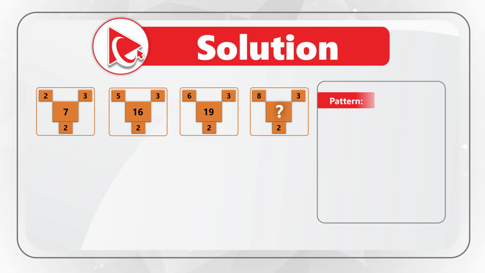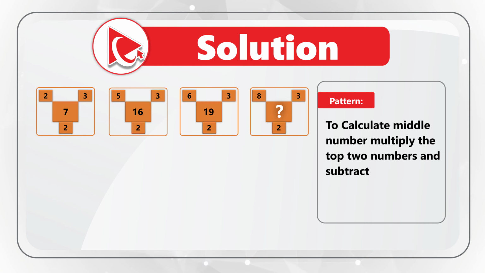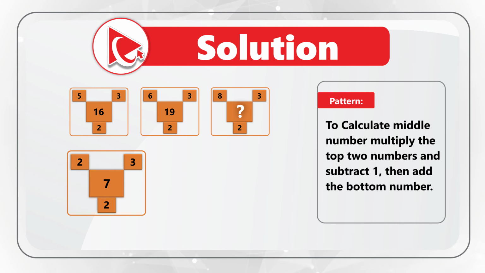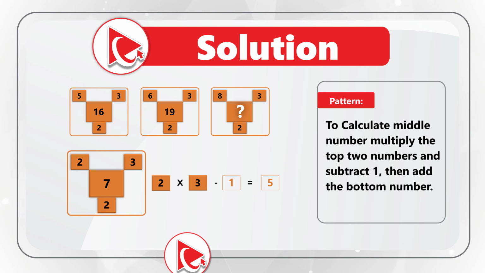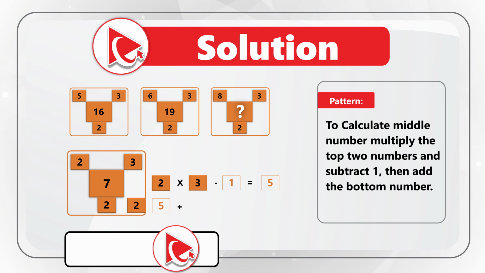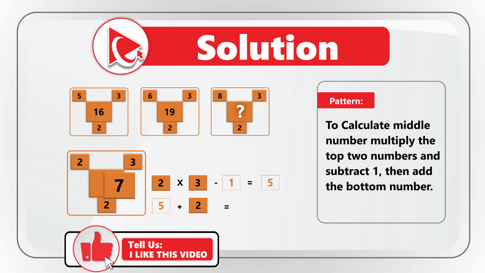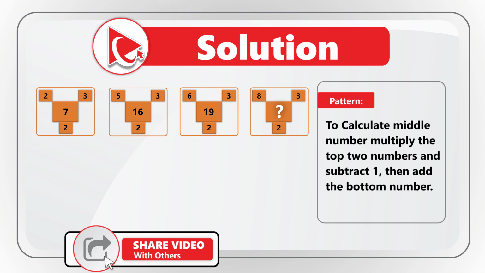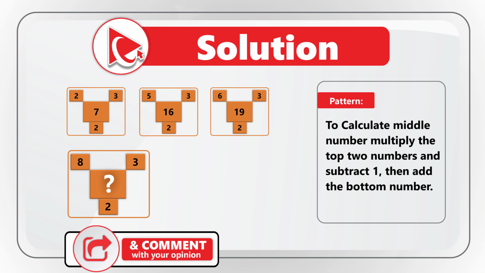I think the pattern here is that to calculate the middle number, you need to multiply the top 2 numbers and subtract 1. Then add the bottom number. Let's look at the first shape to confirm the logic. 2 multiplied by 3 minus 1 equals 5. 5 plus 2, which is the bottom number, equals the middle number, which is 7. Let's apply the same pattern to the shape with the missing number.